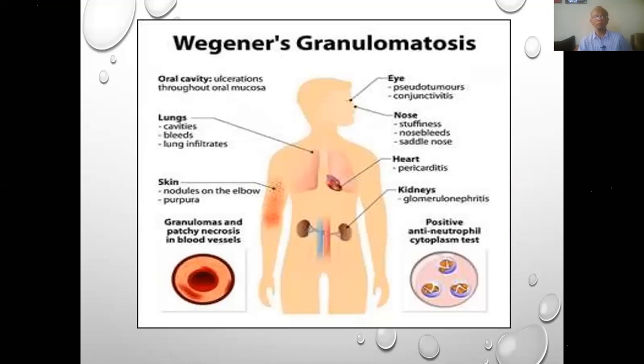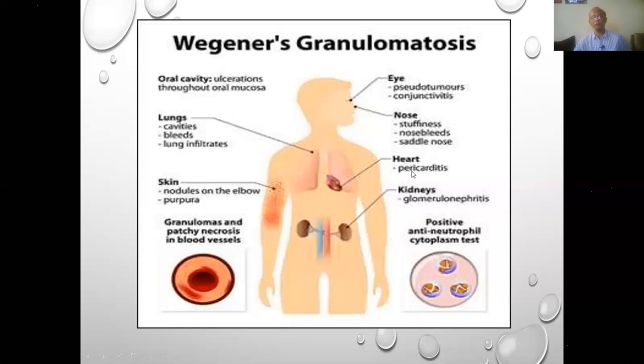There is ulceration, oral ulceration, and through the oral mucosa. In case of lungs, cavities are there, there may be bleeding. Sometimes it may be confused with tuberculosis. In skin, there may be nodule on the elbow, and granuloma and patchy necrosis in blood vessels, you can get it. And in eye, you can get the pseudotumors, conjunctivitis. In nose, there is saddle nose, bleeding, epistaxis, and stuffiness.